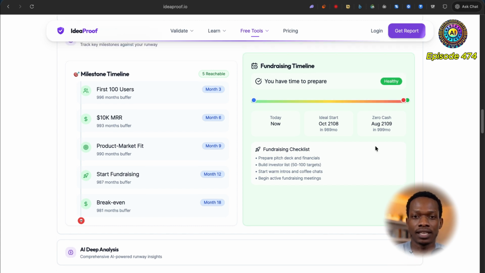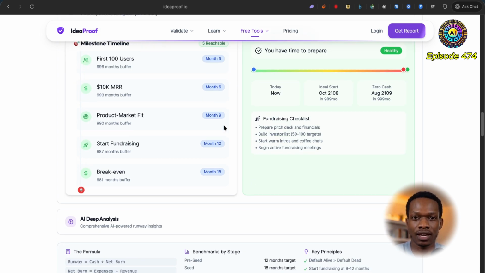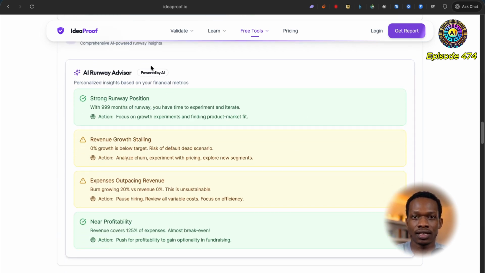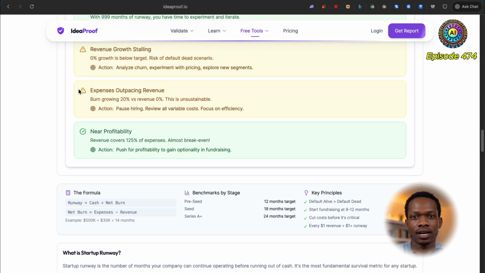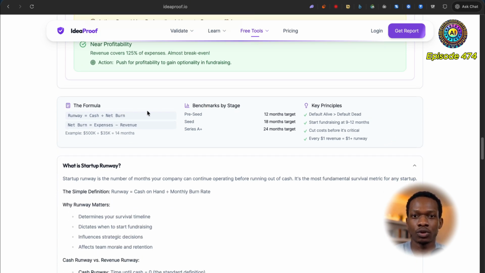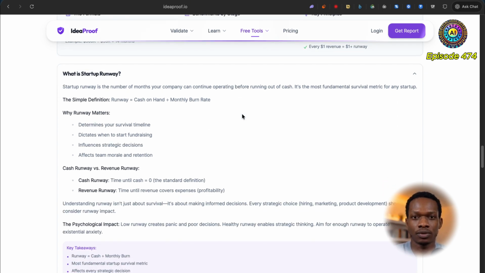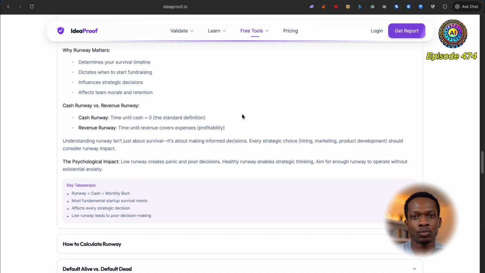I think this looks like exactly what investors would probably want to see. So you've got a milestone timeline here as well, AI deep analysis, strong runway position, and you can see here what things you should look out for. So expenses are outpacing revenue. You've got the formulas here, benchmarks by stages and key principles. Great stuff. And then it even goes into a bit of an education piece as to what is startup runway.